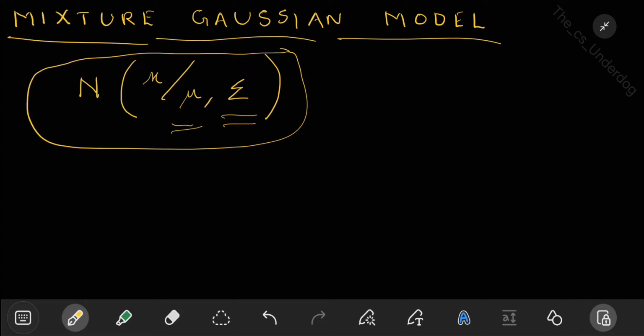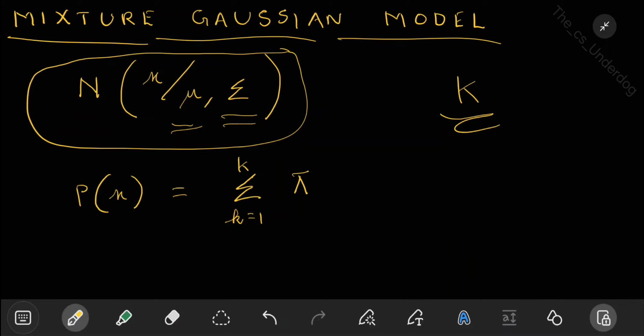So N of x given mu and sigma, this is your Gaussian distribution. In case of mixture Gaussian, what you do is you superimpose multiple Gaussians. Let us say you have K different Gaussians. Your final probability density function p of x will look something like this. It will be a summation over k equal to 1 to K of pi k into the normal distribution, the Gaussian distribution, of x given mu k and sigma k.